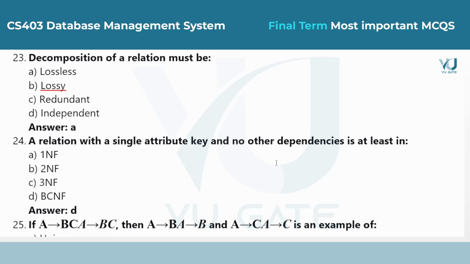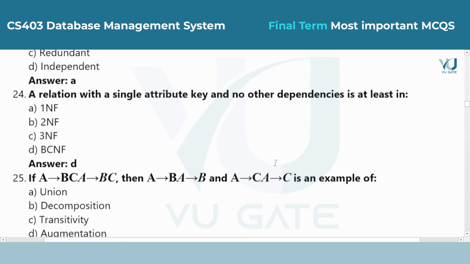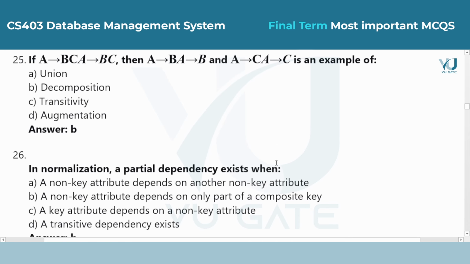Question 24. A relation with a single attribute key and no other dependencies is at least in. Answer is option D, BCNF. If your primary key is just one single column, it is impossible to have partial dependencies. This usually puts the table in the highest normal form automatically.